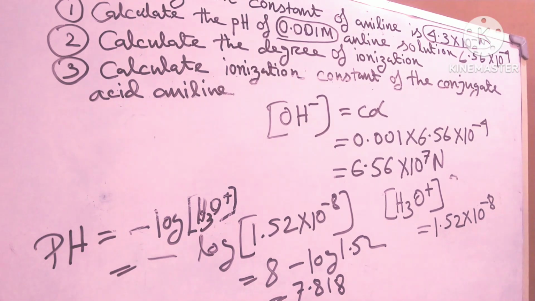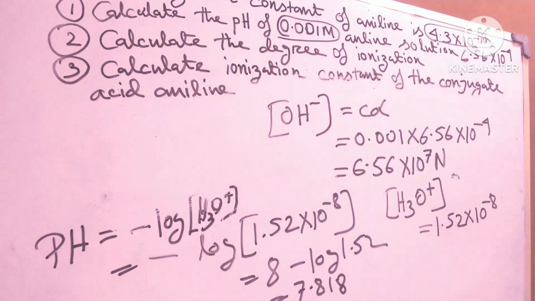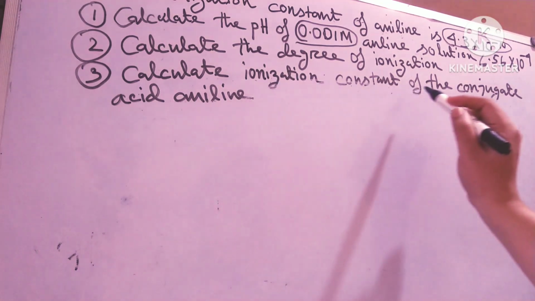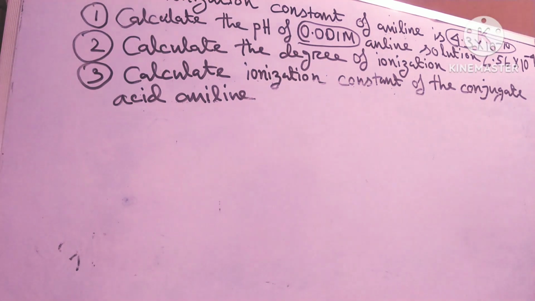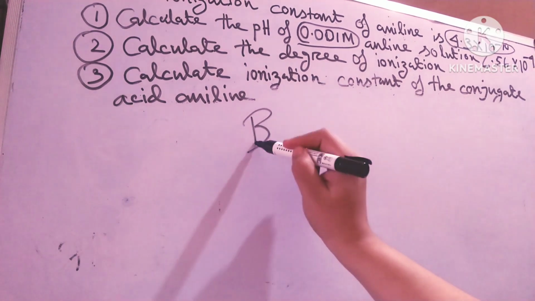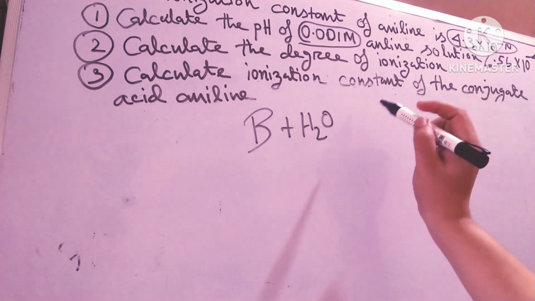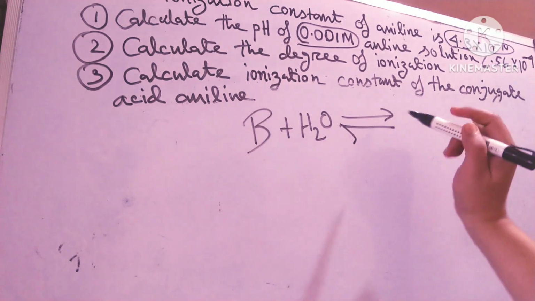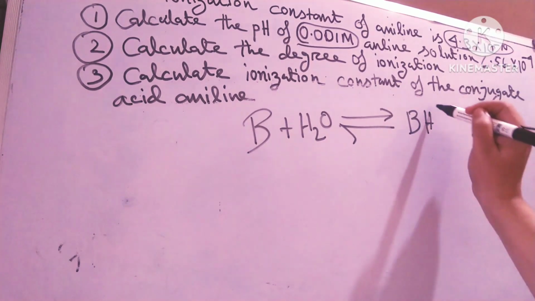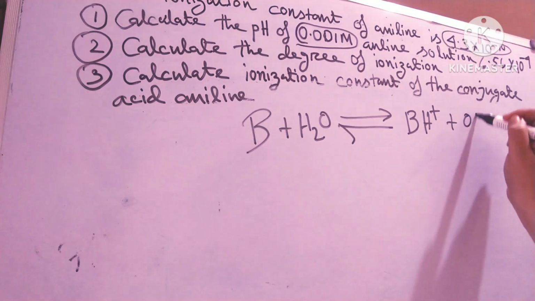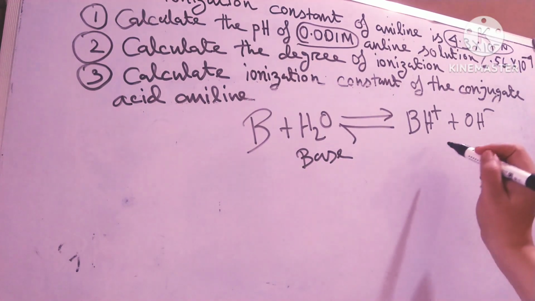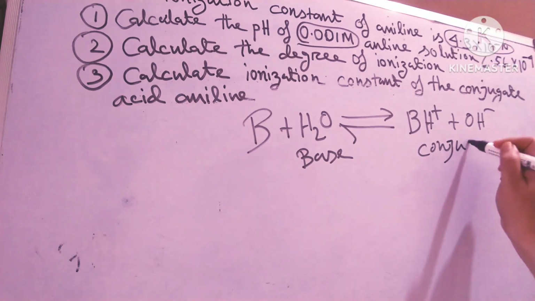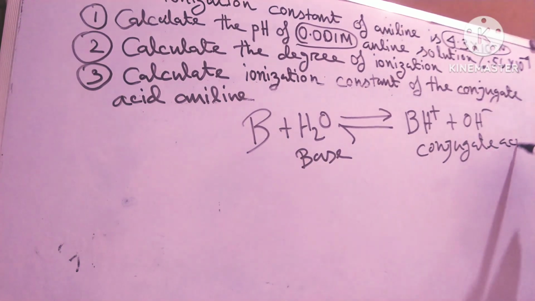Now friends, calculate the ionization constant of the conjugate acid of aniline. It is very simple. You have to remember: B plus H2O equilibrium BH plus plus OH minus. So this is the base, and this is the conjugate acid.